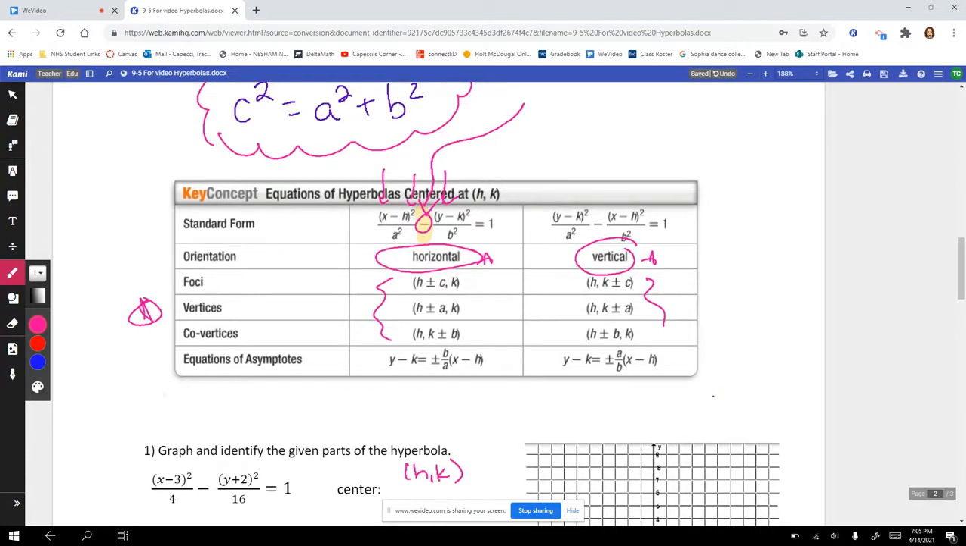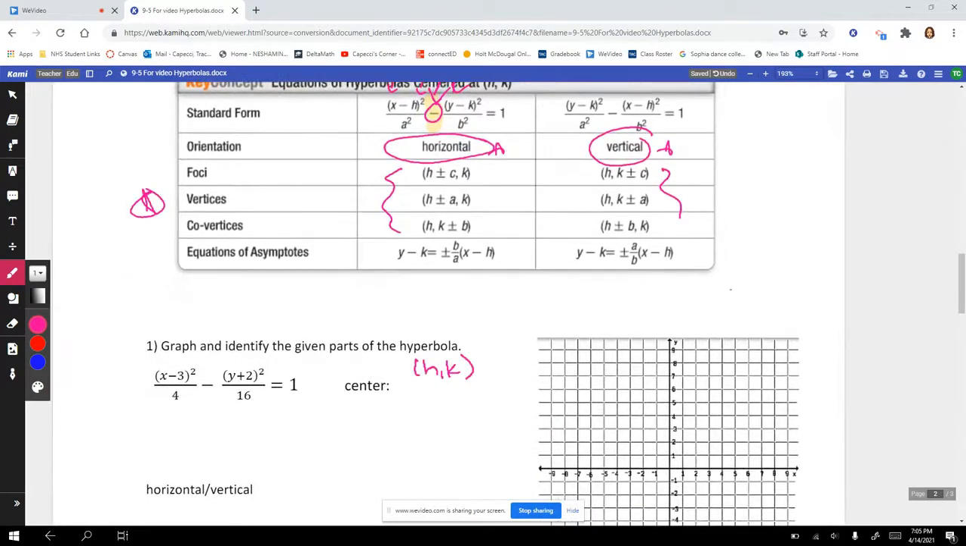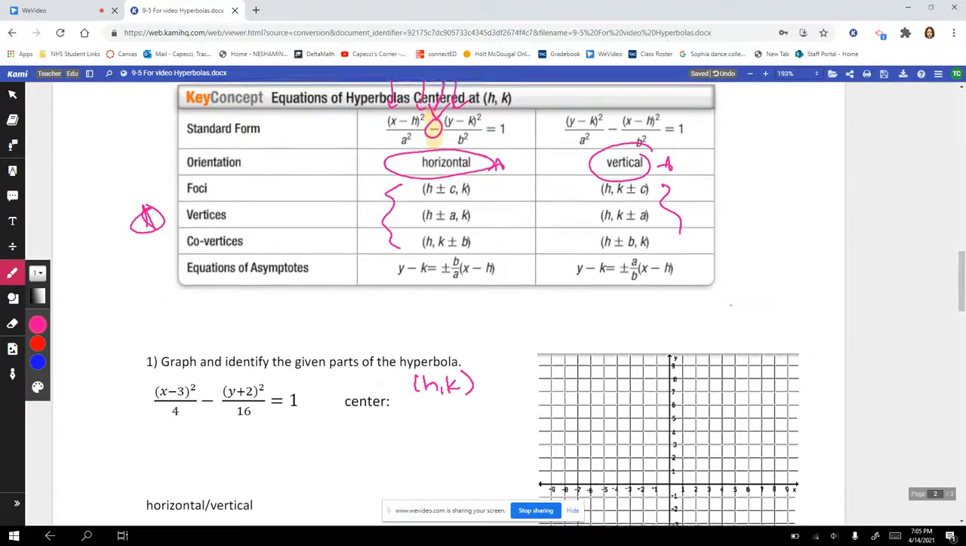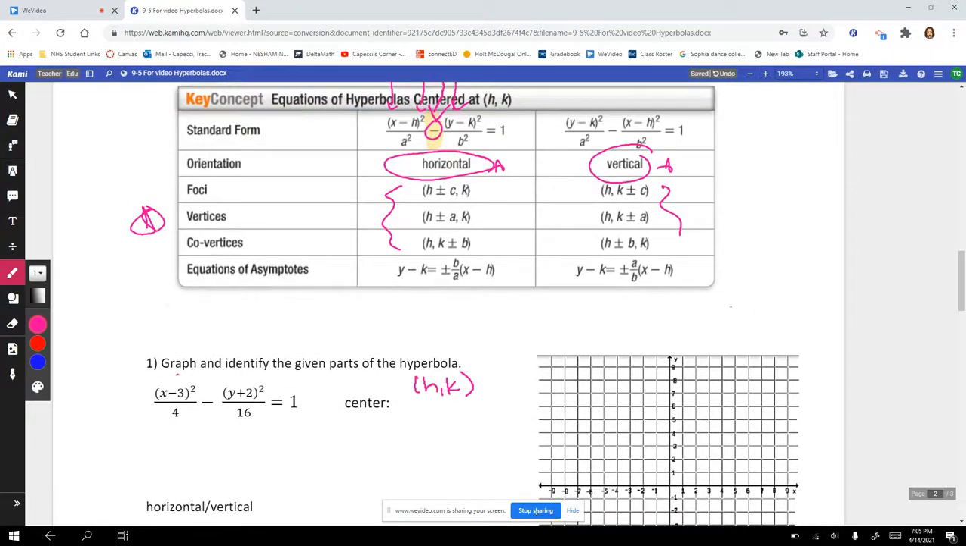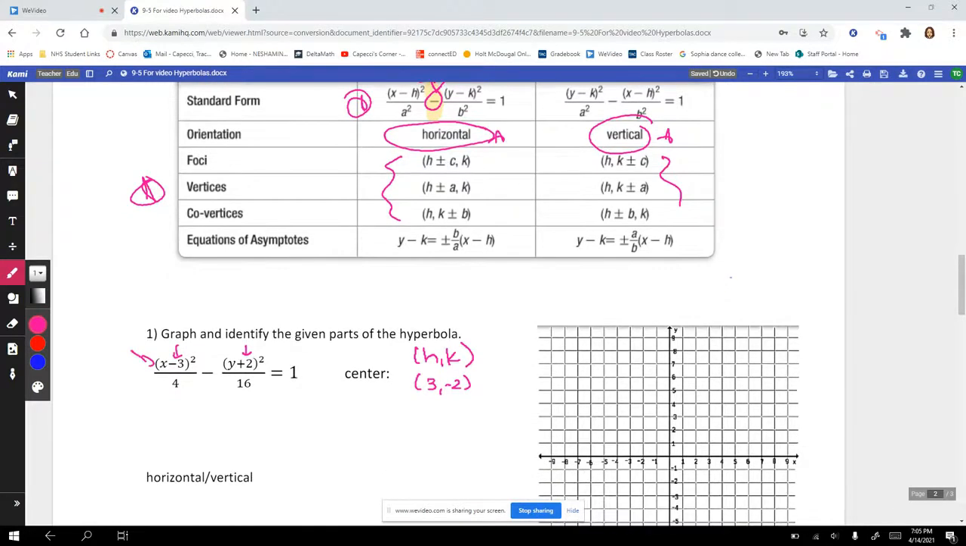All right, so let's take a look at one. It says graph and identify the parts of the hyperbola. So the first thing we can do is our center, and our center is going to be (h, k). So here's h, here's k. So we know we have (3, -2), right? I'm going to go back and use that formula at the top. Now because my X value comes first, I know that this shape is going to be on the horizontal path. So we know we're going to be okay.